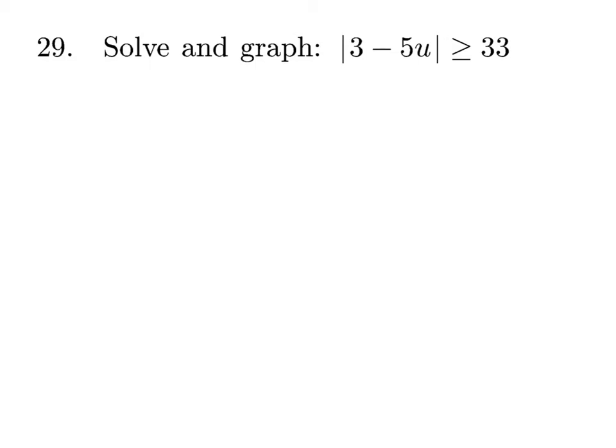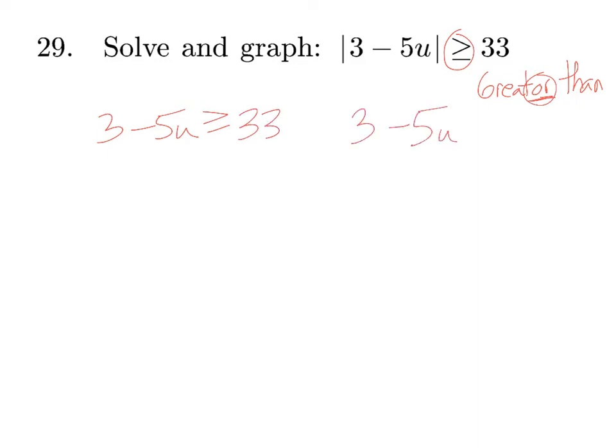Okay, here we have an absolute value inequality. All right, since it's greater than, and we have the absolute value by itself, you want to think greater than, we're going to connect the two inequalities we come up with an OR. So I have 3 minus 5u is greater than or equal to 33 for the positive case. Then for the negative case, be careful here, because you have to flip the sign around. Okay, and they're connected by an OR.